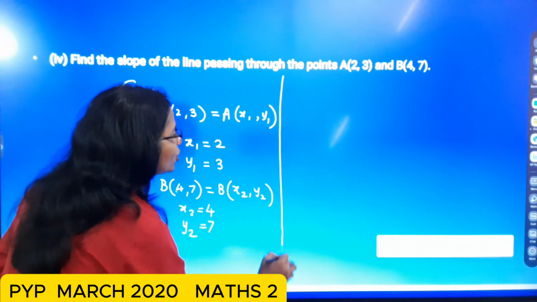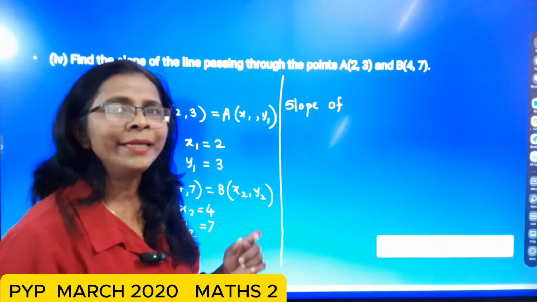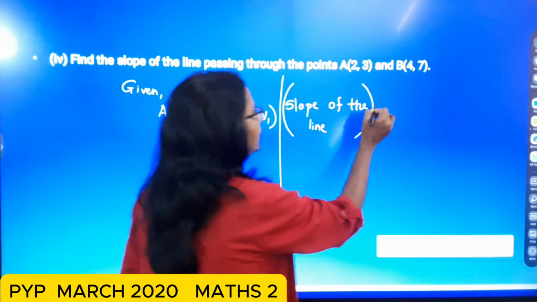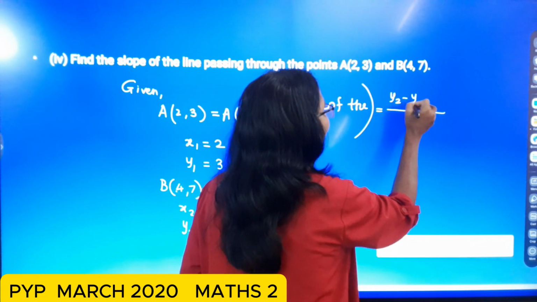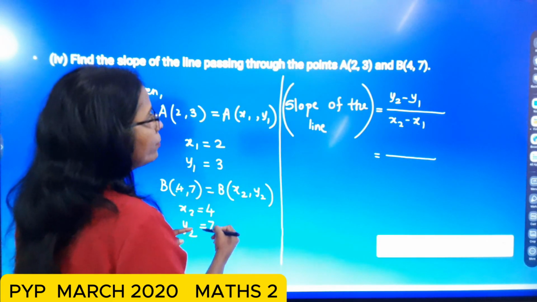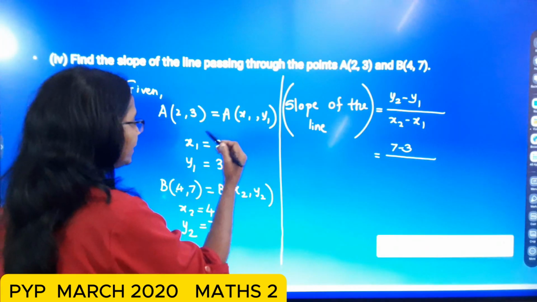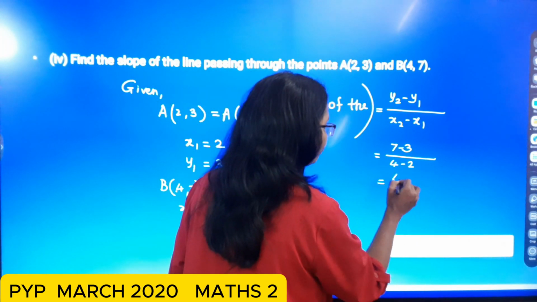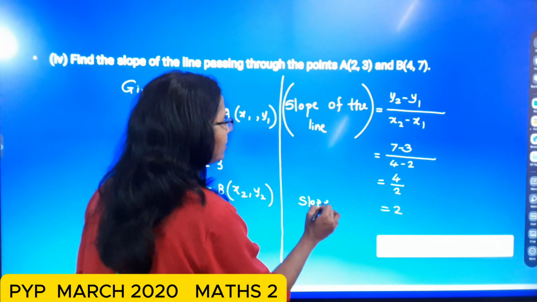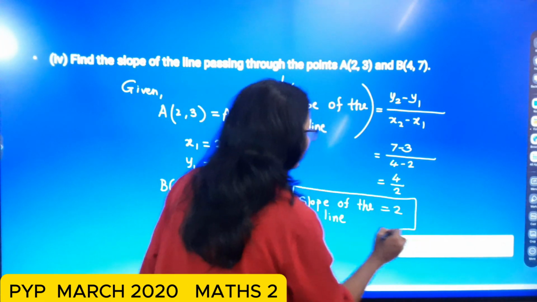So now students, if two points are given and you have to find the slope of the line, then the formula is y2 minus y1 upon x2 minus x1. Then substitution: y2 minus y1 is 7 minus 3, x2 minus x1 is 4 minus 2. So here, 4 upon 2, that is 2. So our final answer: the slope of the line is equal to 2.